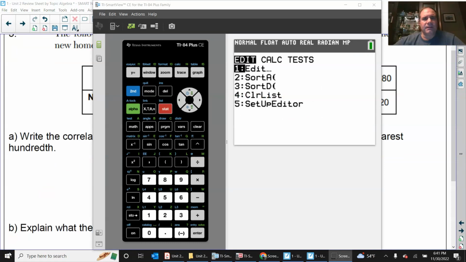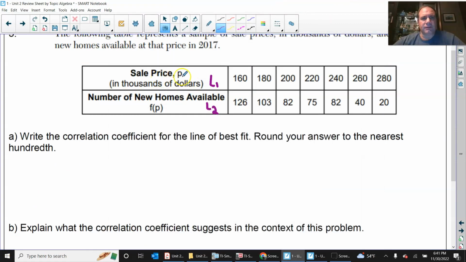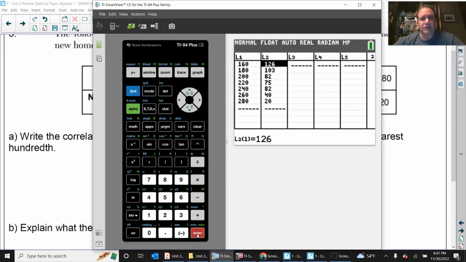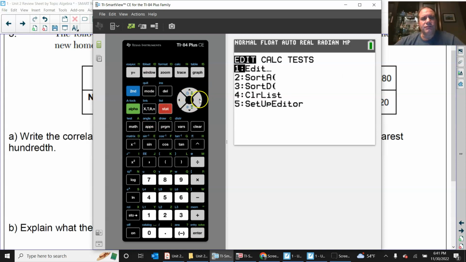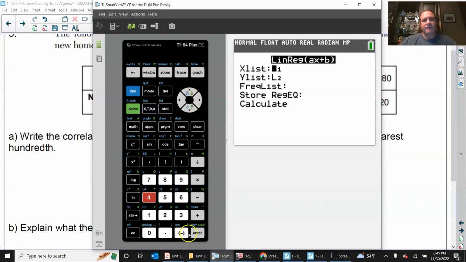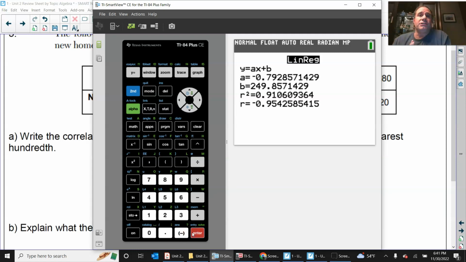So this question right here, the sales price, the L1 and the L2, I did that off screen. Hopefully you're able to do that. You press Stat, then Edit, and press Enter, and you put your L1 in and L2 in, and then you press Stat again. Once you press Stat again, you go to Calc, and then you press 4. And from 4, you're going to press Enter 5 times. And then your correlation coefficient will come up, only if you have Stat Diagnostics on.